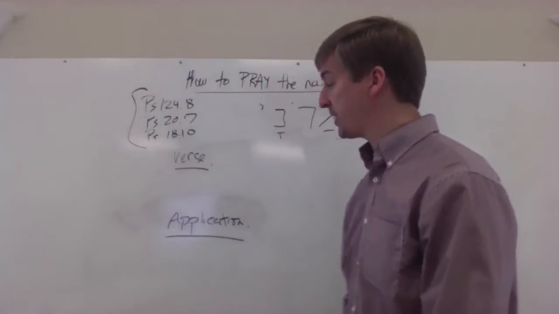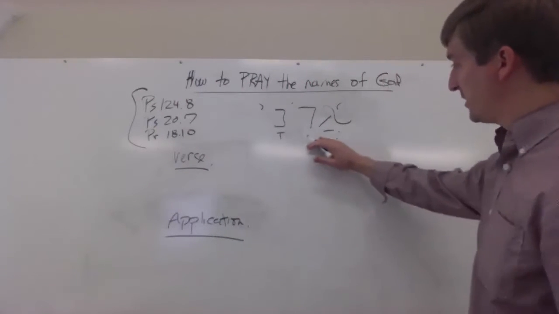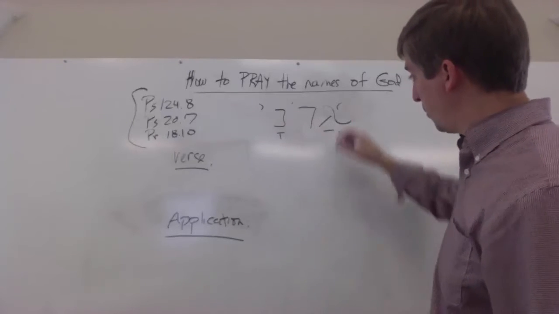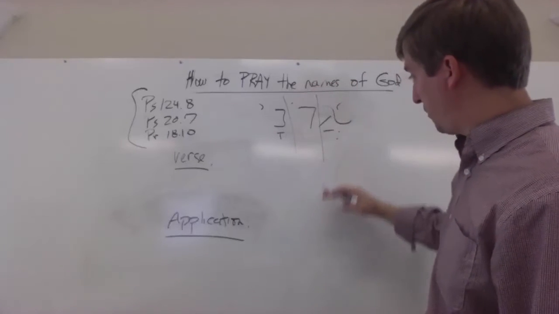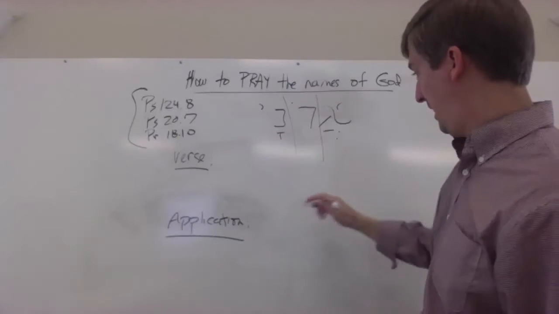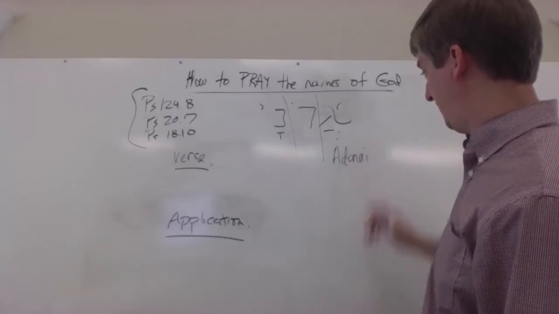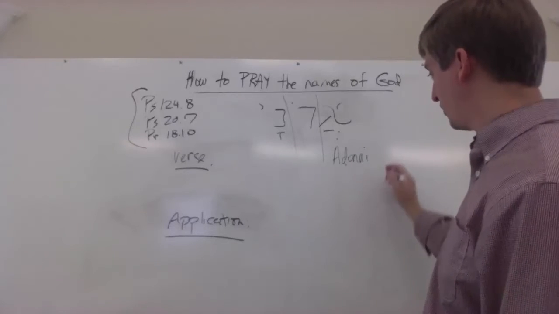Now, this particular name here, you can see it's in Hebrew script, and Hebrew is read from right to left. So what you really have is three syllables here. You got Adonai. All right, that's what you got, Adonai.